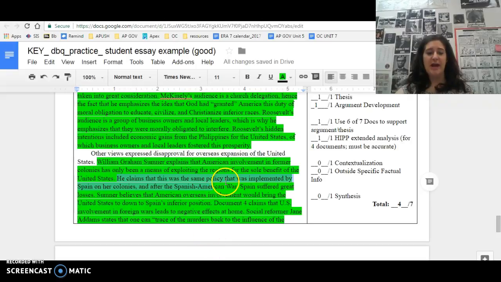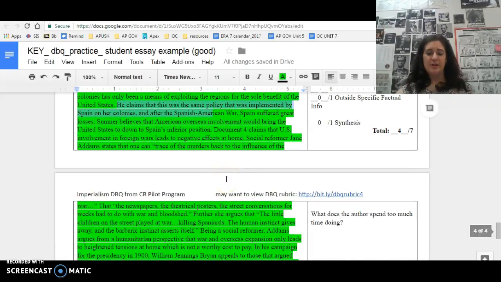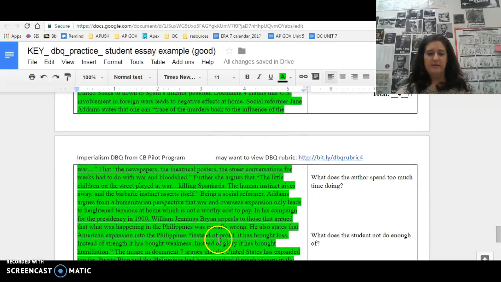Document 4 was Jane Addams. Again, way too much quoting. You've got to be careful that if you spend too much time quoting, you're not actually telling the reader anything. But they do get the point of view for talking about her point of view as being a social reformer. She argues the humanitarian perspective only leads to heightened tensions at home, which is not worthy of cost to pay. That is a very good use of point of view, the humanitarian perspective, because she's a social reformer.